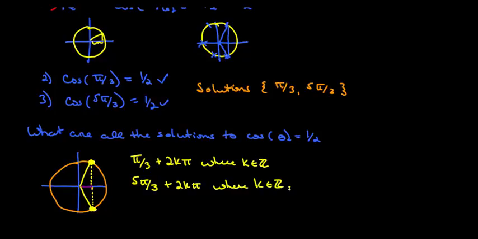So those are all the different angles. If you picked any angle, okay, picked any k value, it would generate an angle that would make the cosine of theta equal 1/2.